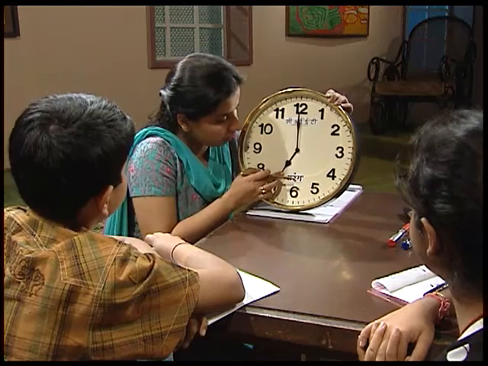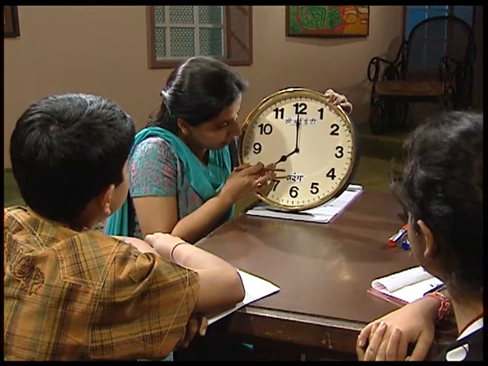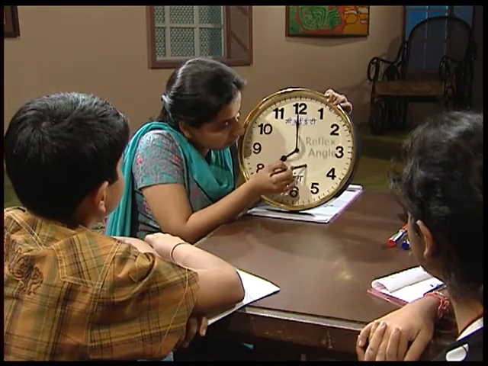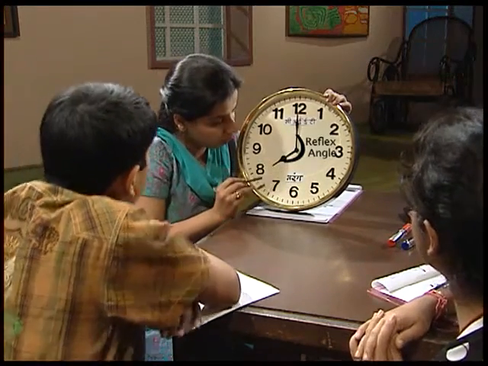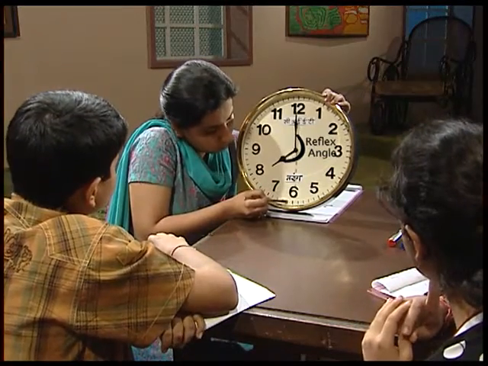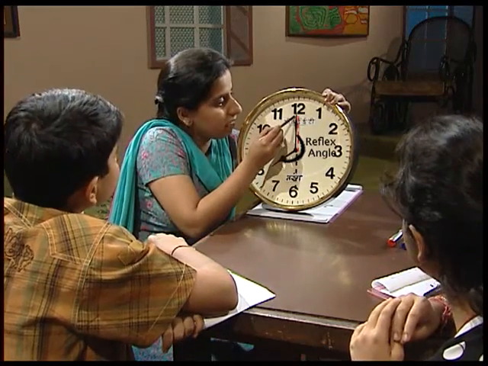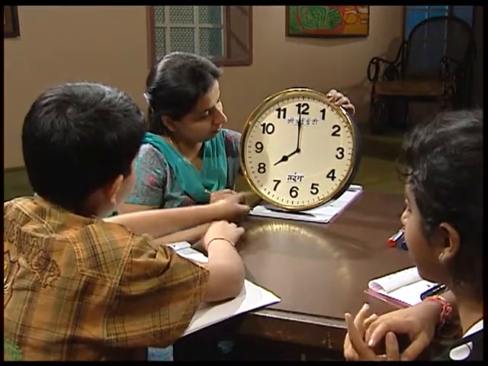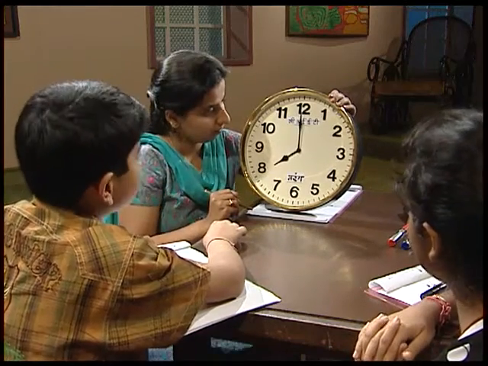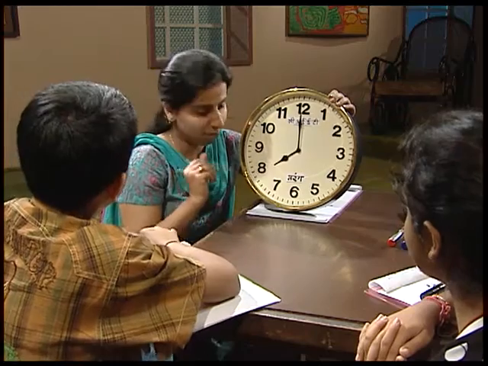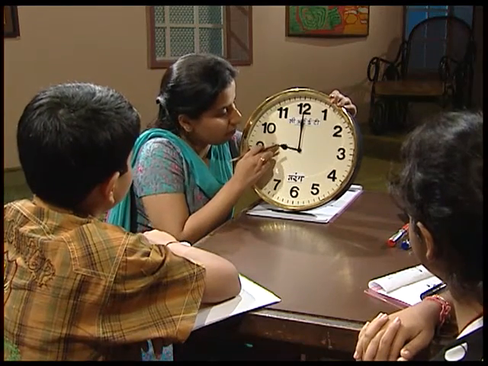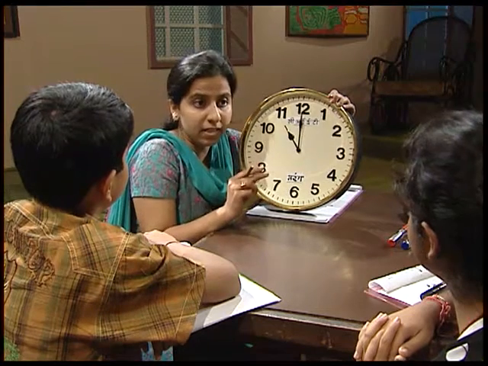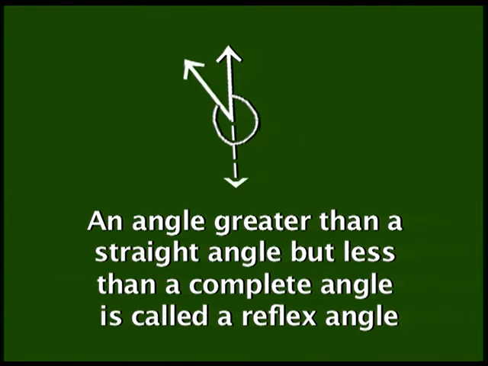Similarly, when the short hand is at 8, it is still forming a reflex angle because it has moved more than the half but less than the complete revolution. And Didi, if the short hand is on 9, 10 or 11, it is also forming a reflex angle. Very good, Rahul. It is forming reflex angle. An angle greater than the straight angle and less than the complete angle is a reflex angle.